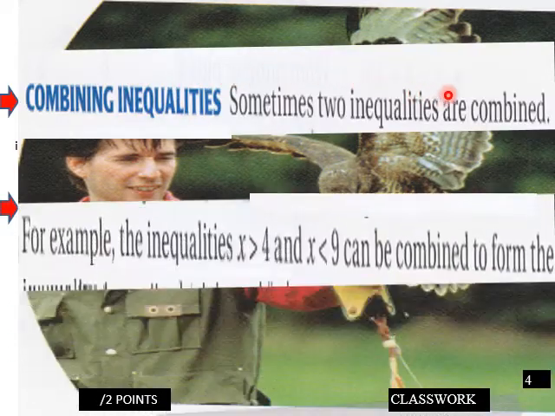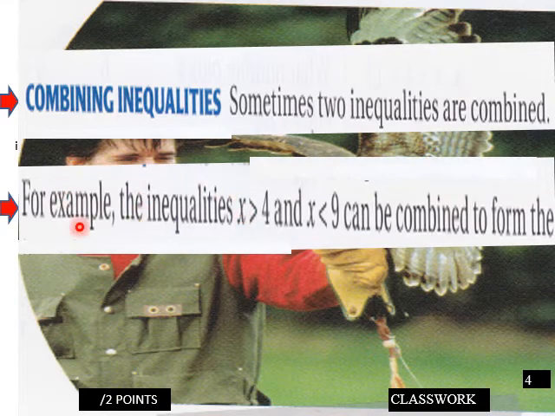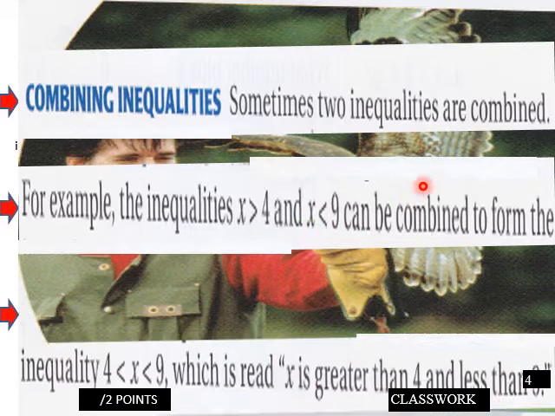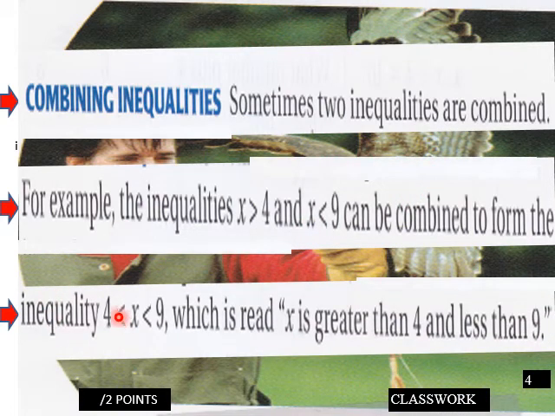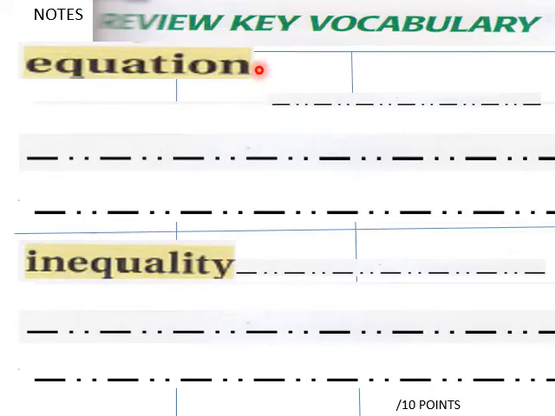Combining inequalities, sometimes two inequalities are combined. For example, the inequalities x greater than 4 and x less than 9 can be combined to form the inequality 4 is less than x and x is less than 9, which is read x is greater than 4. They can be read that way. You can start here at x. X is greater than 4 and less than 9. That'd be another way to do it. I like starting over here. 4 is less than x and x is less than 9. So that does the same thing.